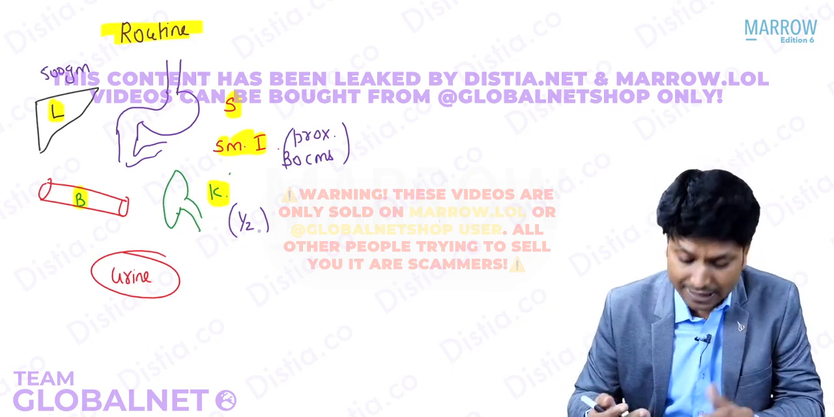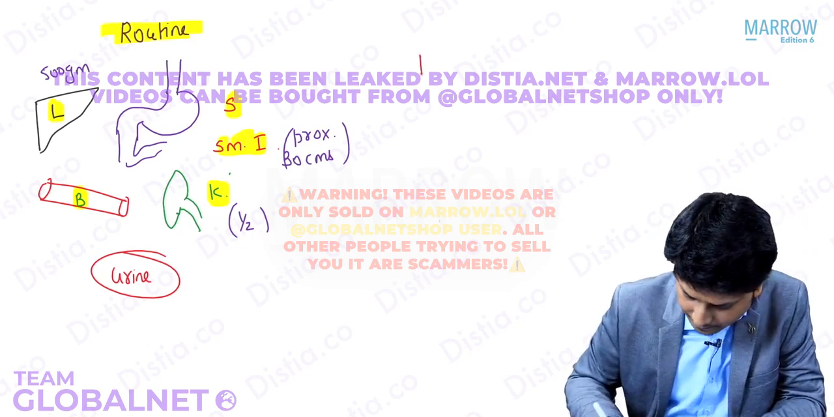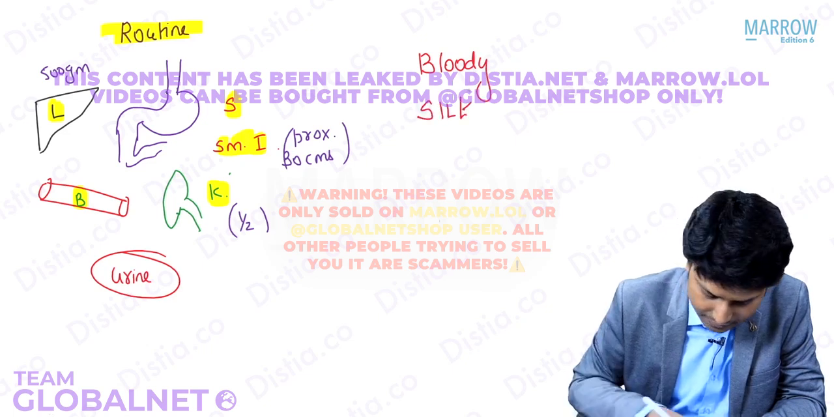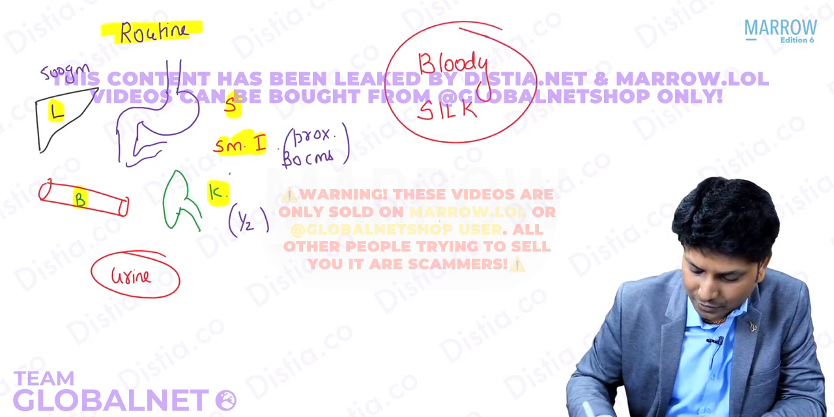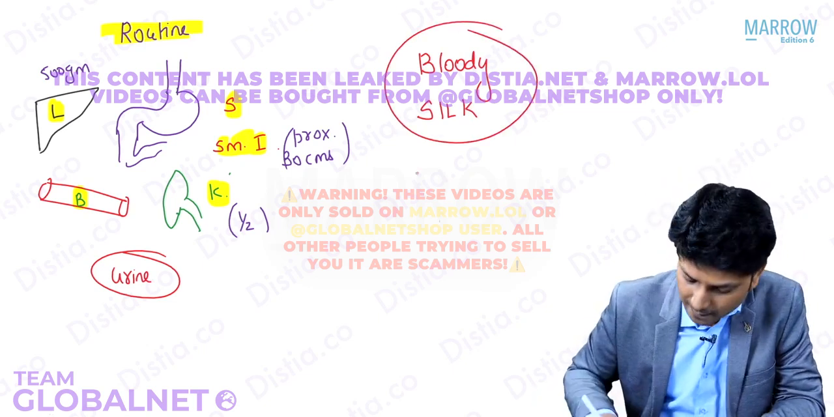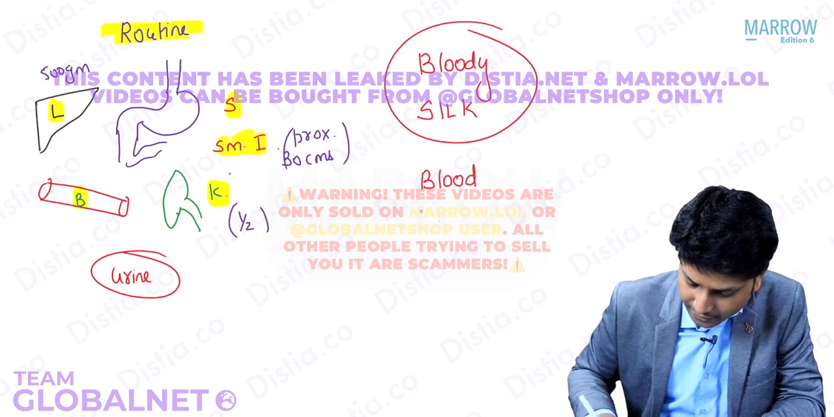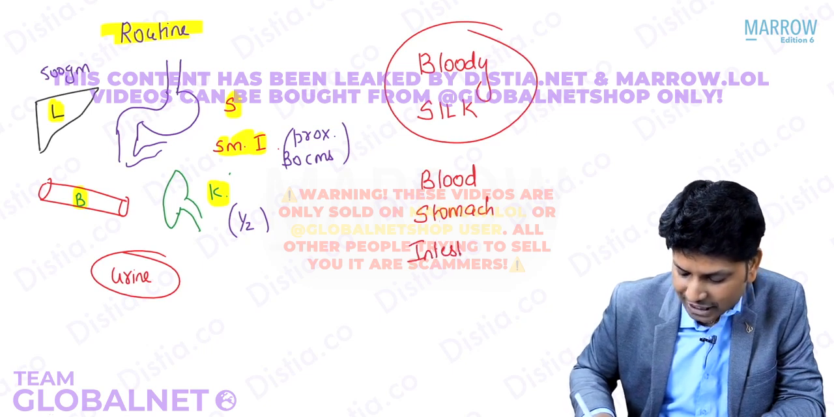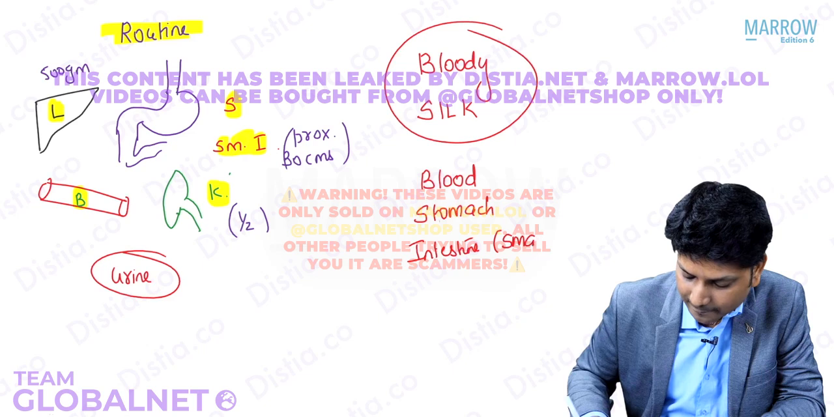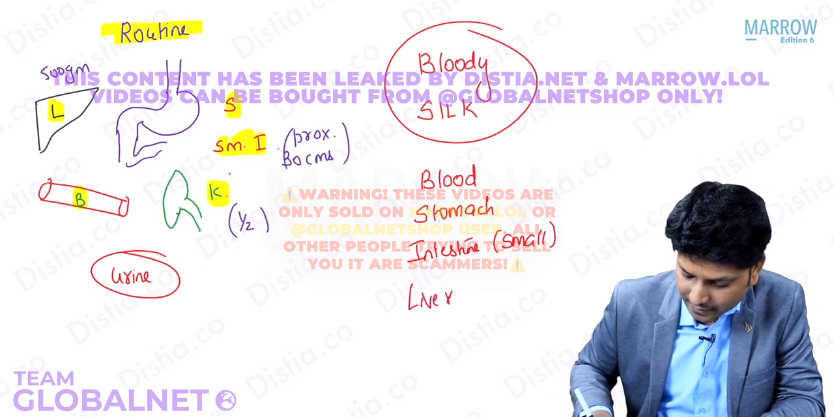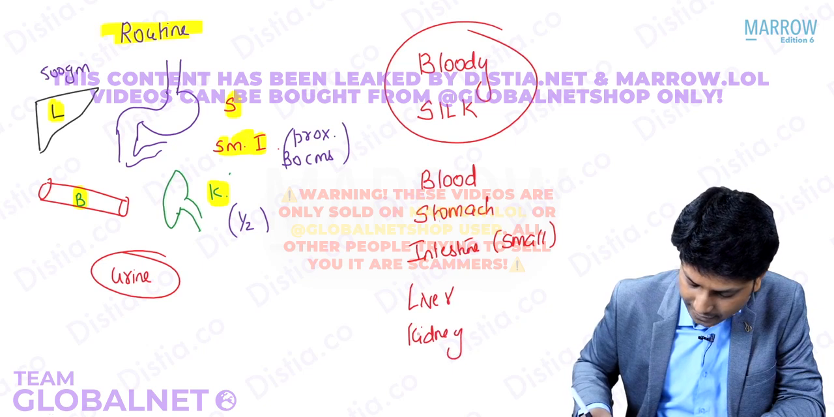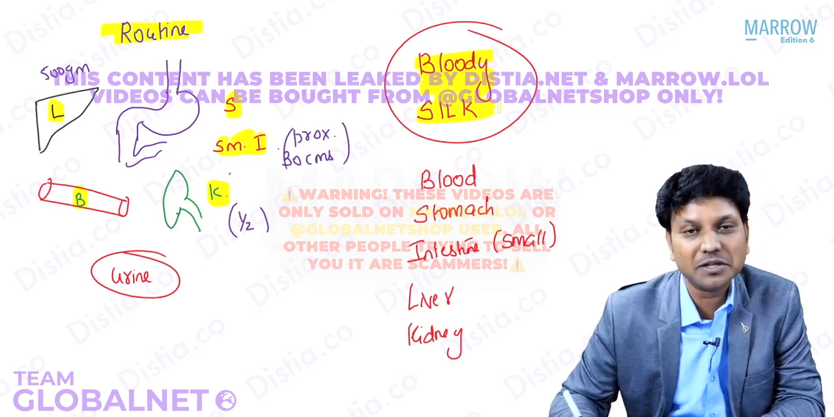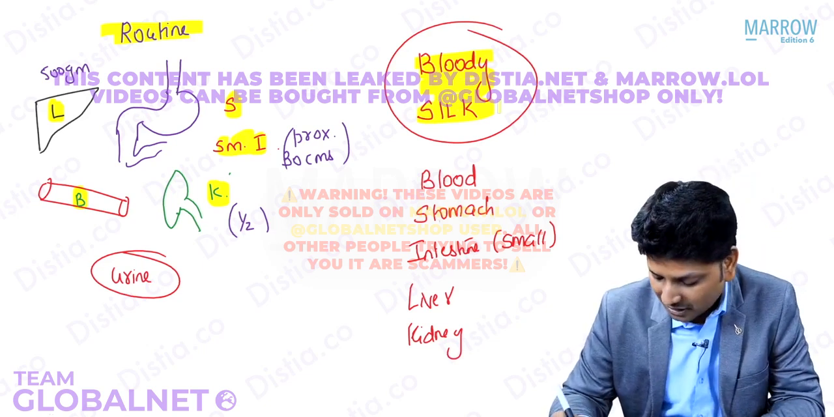How can you remember? You can remember by the mnemonic "bloody silk." This is the mnemonic which will help you remember everything. What is this bloody silk? B for blood, S for stomach, I for intestine. Which intestine do we preserve? We are preserving the small intestine. Then L for liver and K for kidney. So you remember bloody silk, and with that, you can remember the routine organs that you preserve: blood, stomach, intestine, liver, kidney.